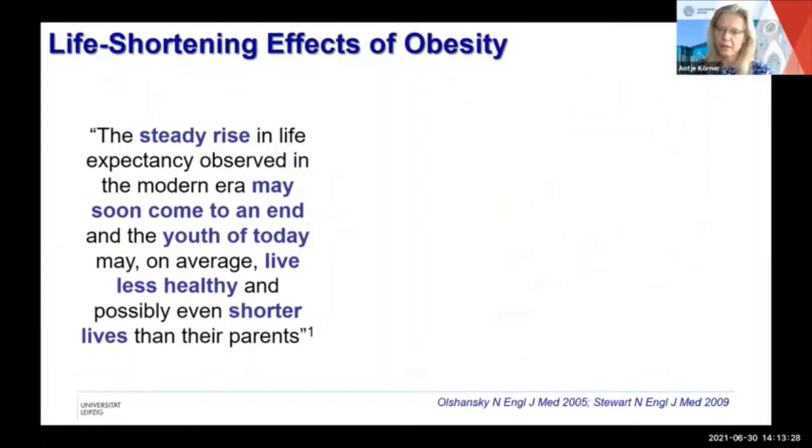Even, let's say on a more philosophical level, more than 15 years ago there were already predictions that this increase in prevalence of obesity will affect our lives. Olshansky stated that for the first time in human history, the steady rise of increasing life expectancy may come to an end, and that the younger generation may live a shorter and less healthy life than their parents.